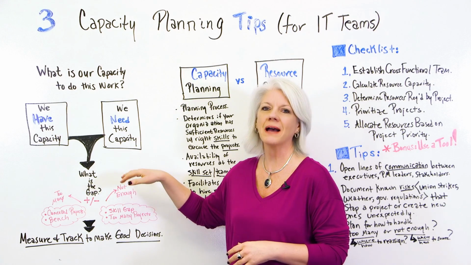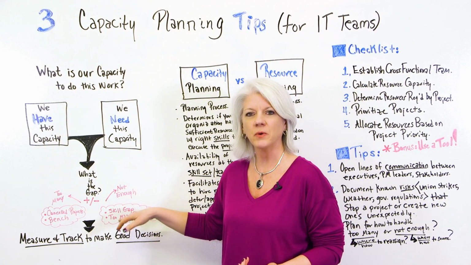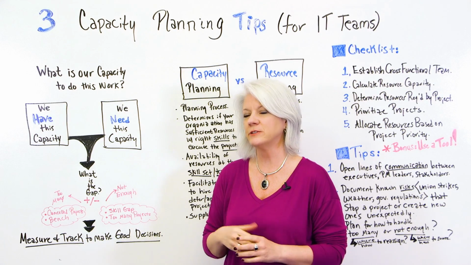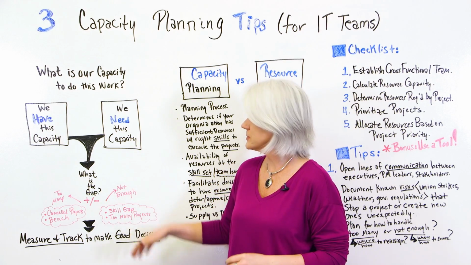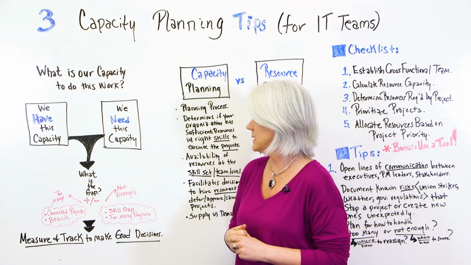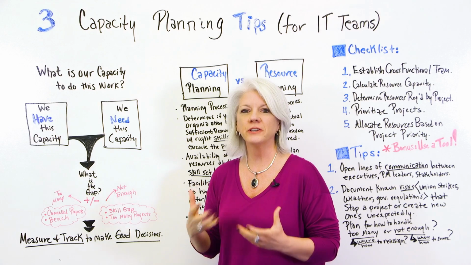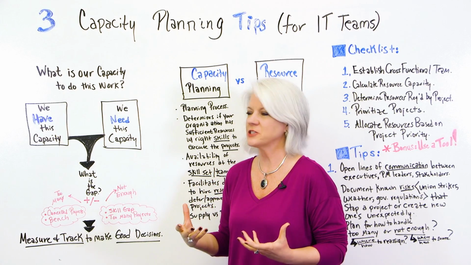But also, if we don't have enough people resources, it could be that maybe there's a skill gap. We need to do some training or we need to do some sourcing. And maybe there are just too many projects going on at one time, therefore we don't have enough people. So we want to measure and track this so we can get good insights to make good decisions.